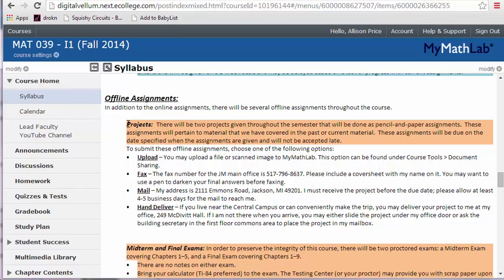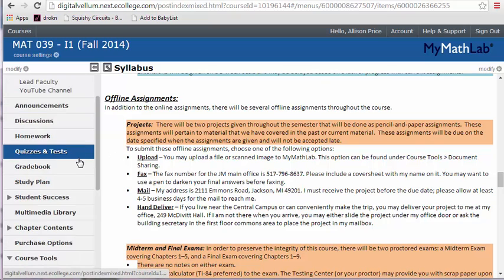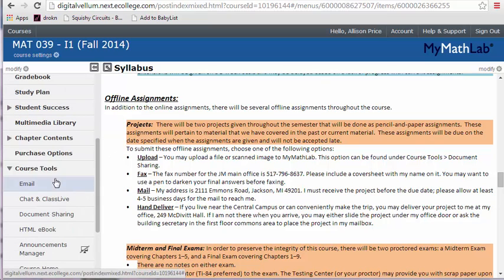2 of these assignments will be projects, and the projects are going to be posted through the announcements when they become available. To submit a project, you can upload a file or scanned image to my Math Lab. This option can be found under Course Tools and Document Sharing. So Course Tools, drop down the menu, find Document Sharing. That's how you will upload your project.